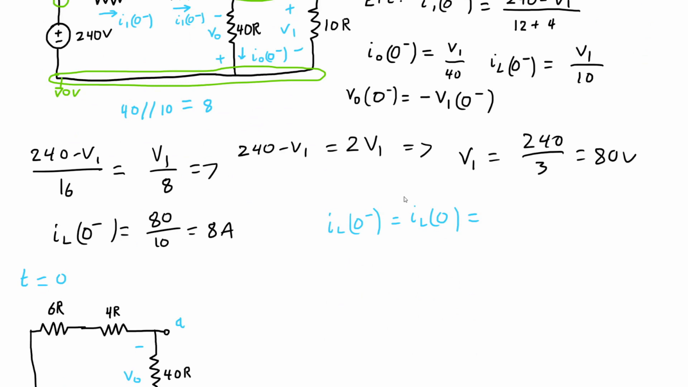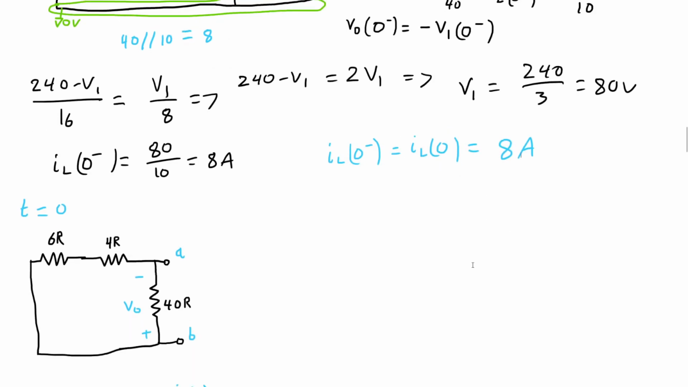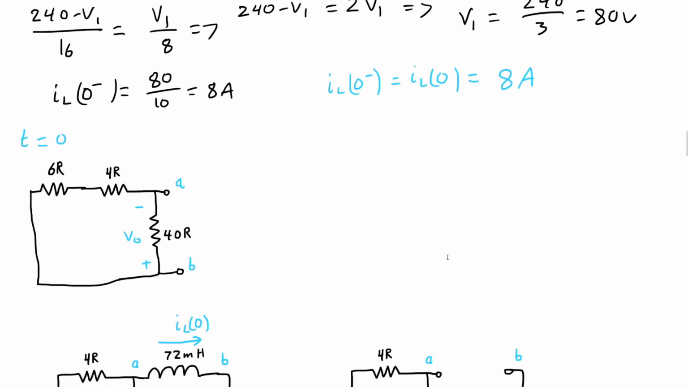Since we know the current can't change instantaneously, because it would require infinite energy basically, then I_L(0) is going to be 8 amps too. So now we have to do something a little bit strange, you might think, to find out what the initial voltage across the inductor is, because we're solving for the voltage, not the current.